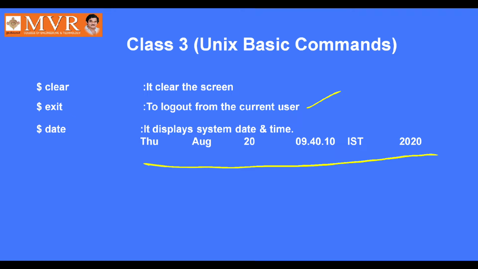You may need to update the system date if it is wrong. Once everything is okay, it will display the current system date as well as time. There is no need to type time. Automatically, whenever you type the date command, it also displays the time.